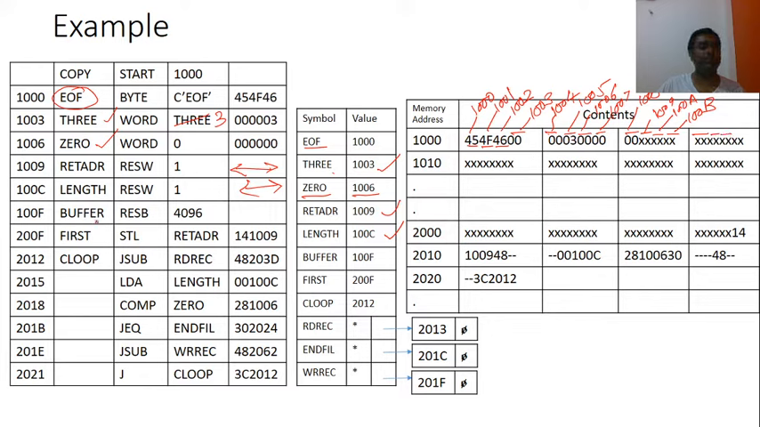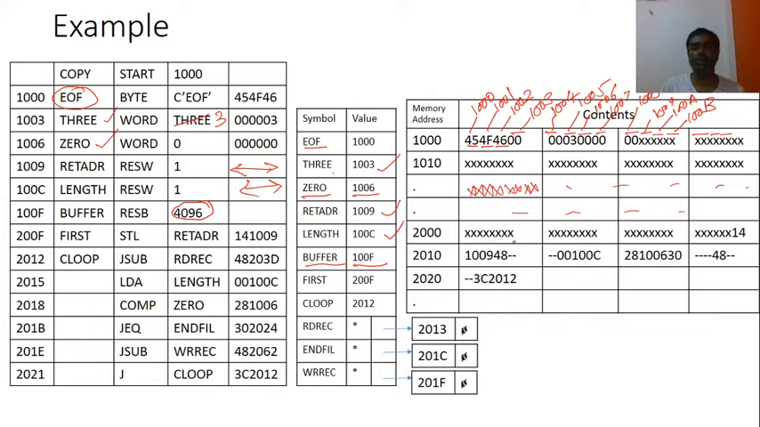At 100F is BUFFER, we have to insert BUFFER in the symbol table, this one. What is the value corresponding to BUFFER? 100F, it is inserted here. And we have to reserve 4096 bytes. So 4096 bytes are reserved. Here also XX is written in all columns. This one, and this one, and so on until the 200E address, because at 200F there is an instruction.